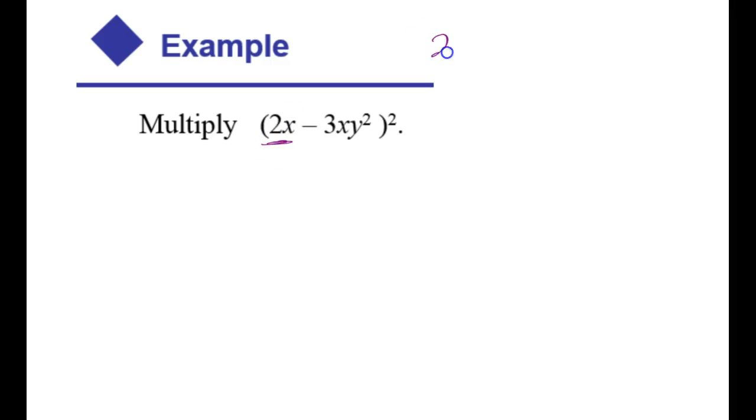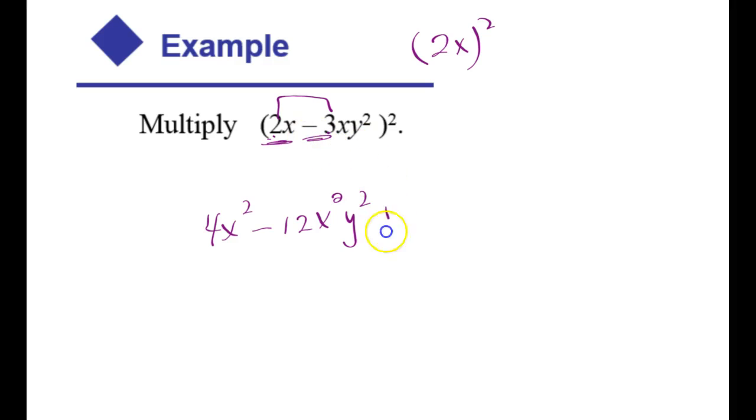Square the first, which means 2x times 2x, which is 4x squared. And then it's going to be twice this product. Well, 2 times 3 is 6, and then I'm going to double it. Actually, this is 2 times negative 3 is negative 6. I'll double it. Negative 12. X squared, y squared, if I multiply those bases together. And then I'll square the last. Negative 3 times negative 3 is positive 9. x squared y to the fourth.